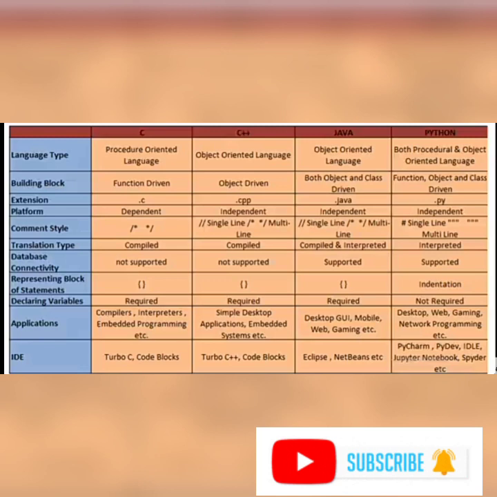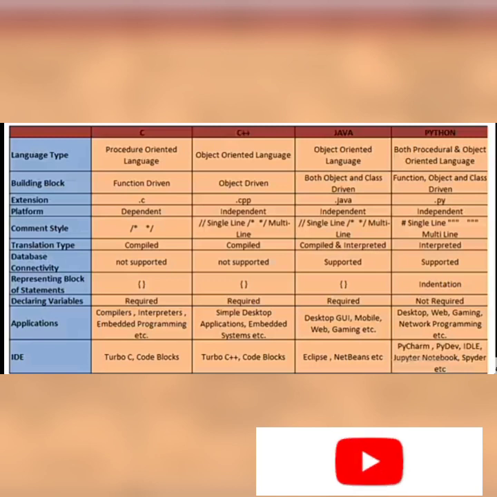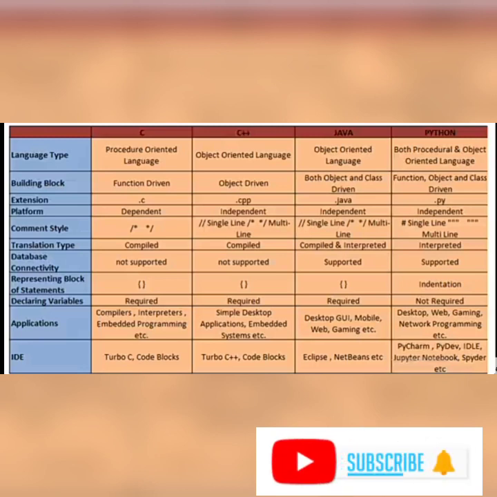The extension of every program: we have to store the program using these extensions. In C we use .c, in C++ we use .cpp, in Java we use .java, in Python we use .py. C is a platform dependent language, and C++ is platform independent, Java is also independent, and Python is also an independent platform.